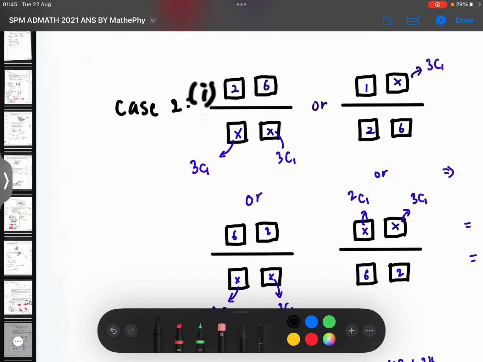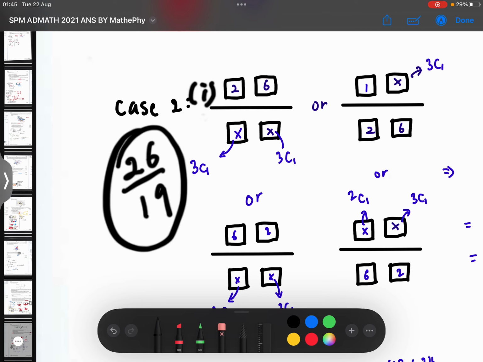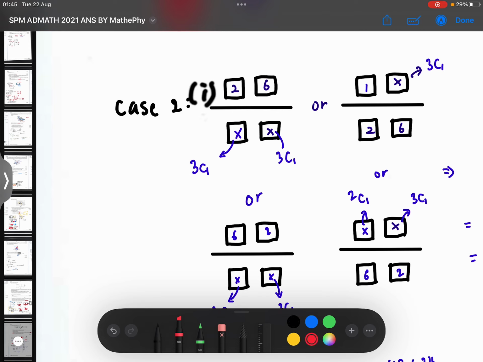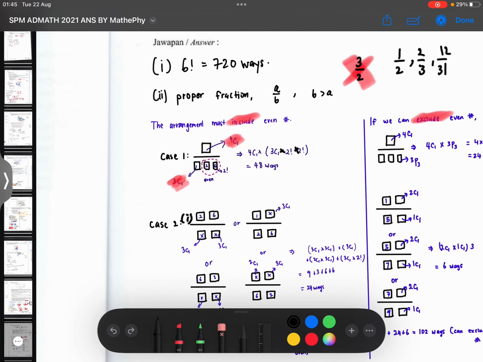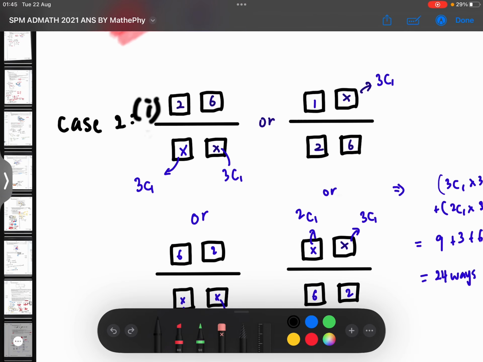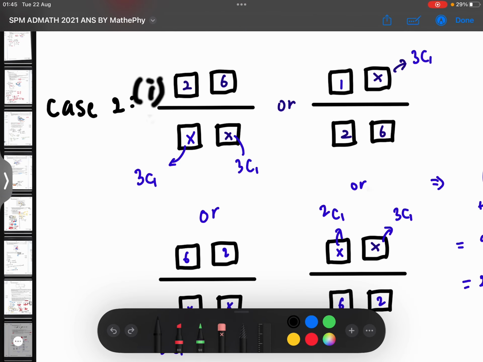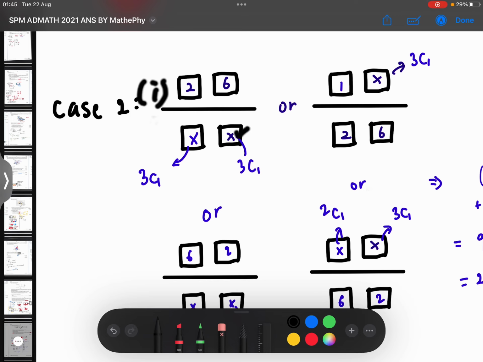But you need to remember you cannot put 1 here, because if you put 26 over, for example, 19, we have an improper fraction, so we don't want this. So we can only put 5, 7 and 9. That's why 3 choose 1. And for this digit, you still have 3 digits left, so 3 choose 1.